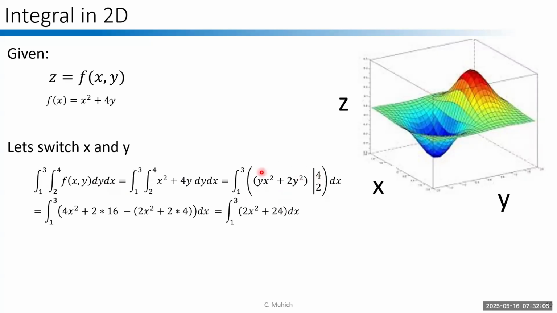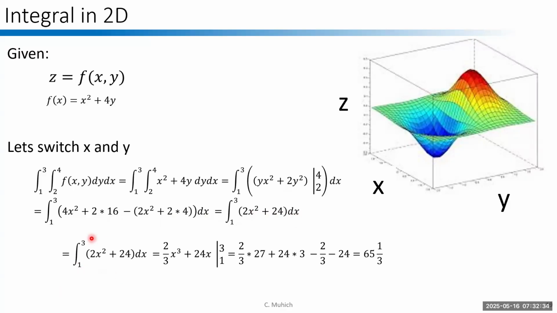Okay, when I do this subtraction out, I get 4x squared plus 2 times 16 minus 2x squared plus 2 times 4 dx. Or I'm left with the integral from 1 to 3 of 2x squared plus 24 dx. All right, great. Now we've integrated out y. Now we're ready to integrate out x. So let's take the integral of 2x squared plus 24. Well, that gives us 2/3 x cubed plus 24x. I'm going to do this from 1 to 3. I do out the arithmetic, and I'm left with, once again, 65 1/3.